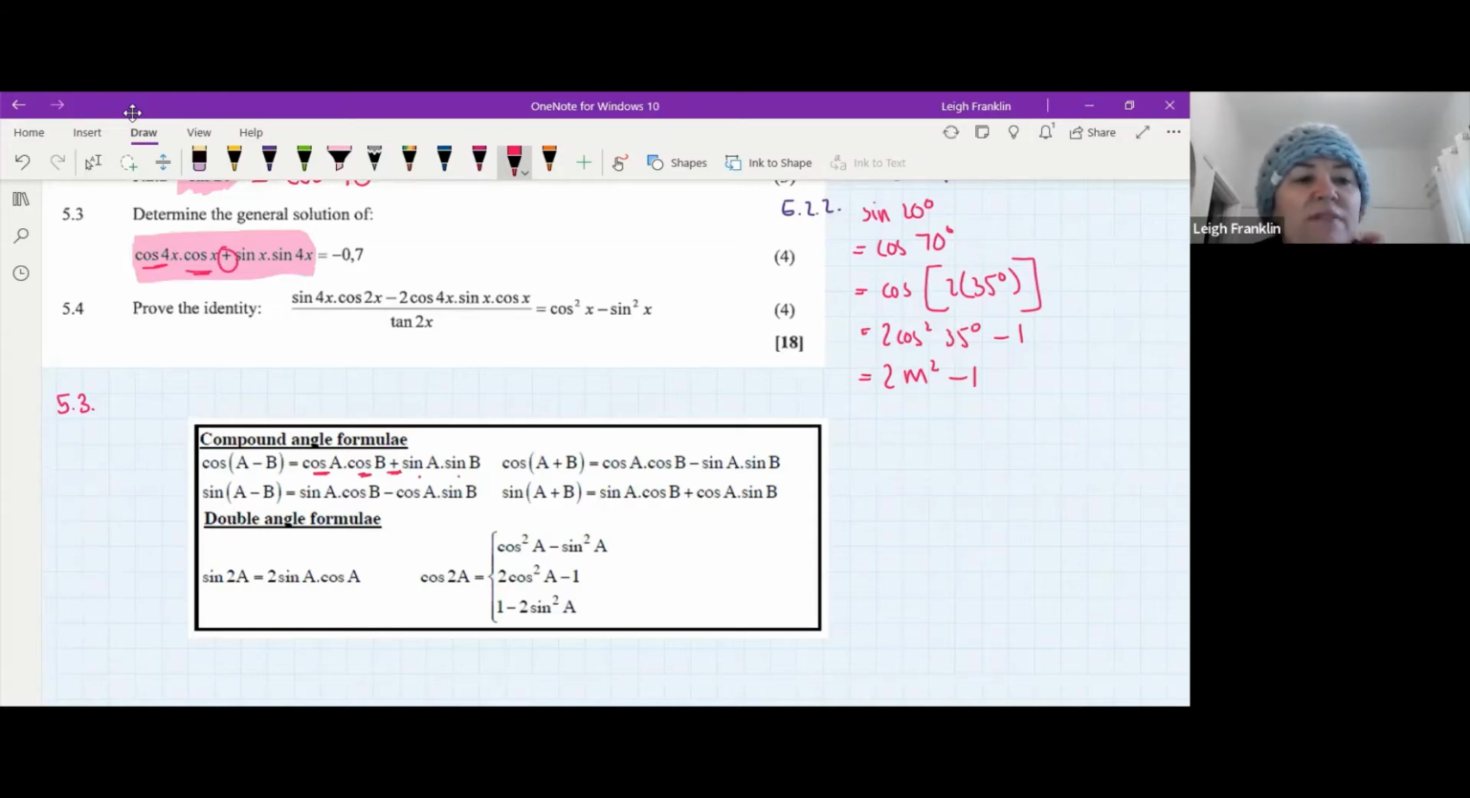The only thing that they've done is that they've swapped these two around, and that doesn't matter because the order in which we multiply really doesn't matter. So this is exactly what they're talking about with this particular question. It's that compound angle formula over there.